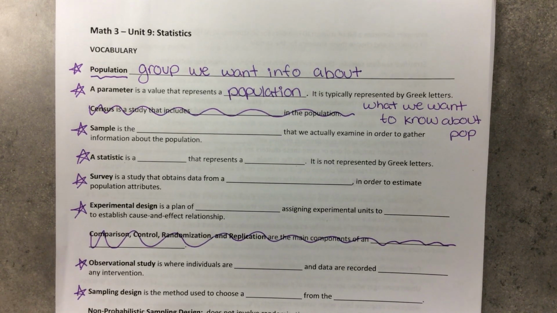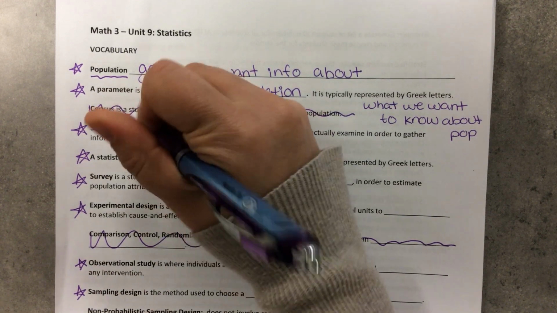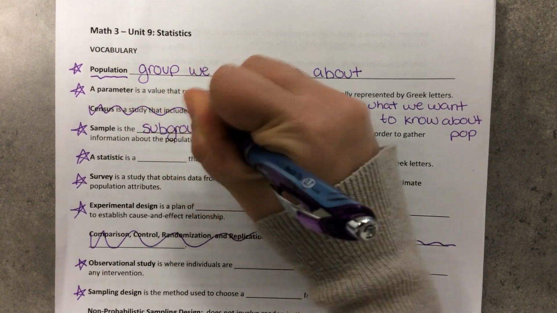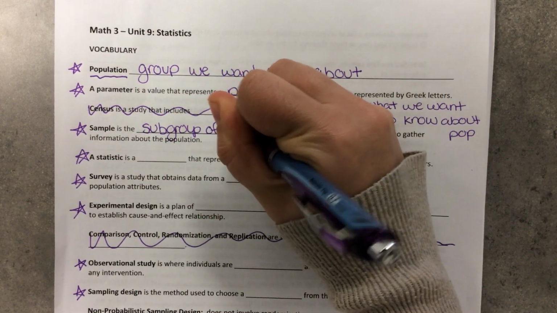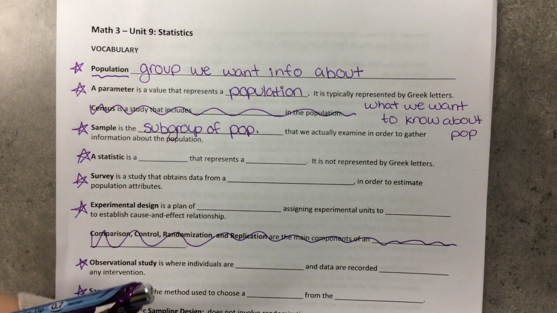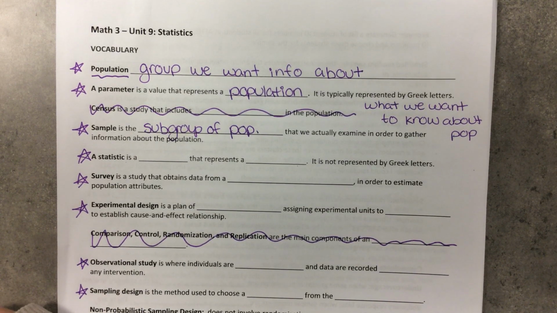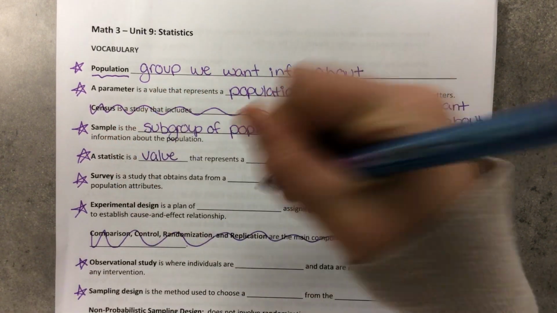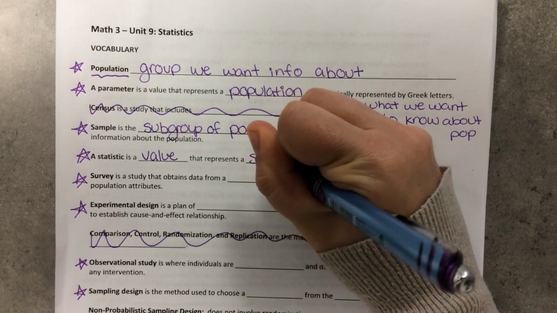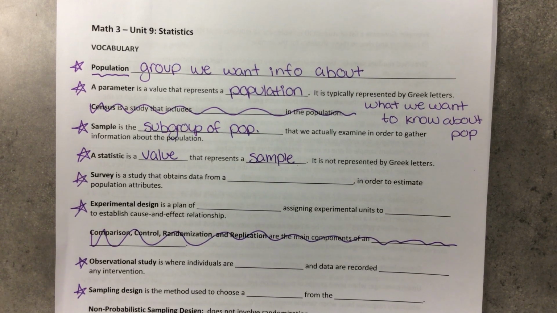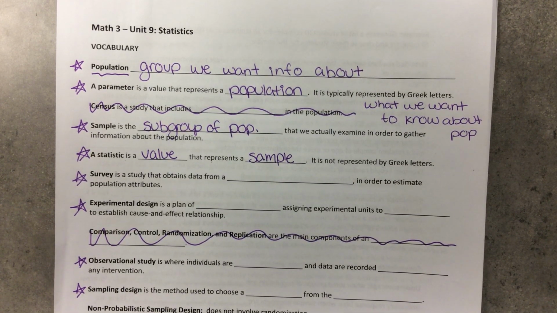So we take a sample. A sample is a subgroup of the population. Instead of talking to everybody in the nation, I could talk to 100 people from every state, and that would be a little more realistic. A statistic is a value that represents a sample. So a statistic hopefully represents our parameter.